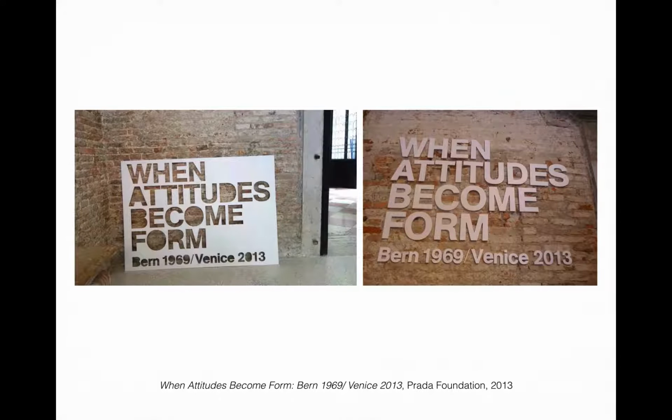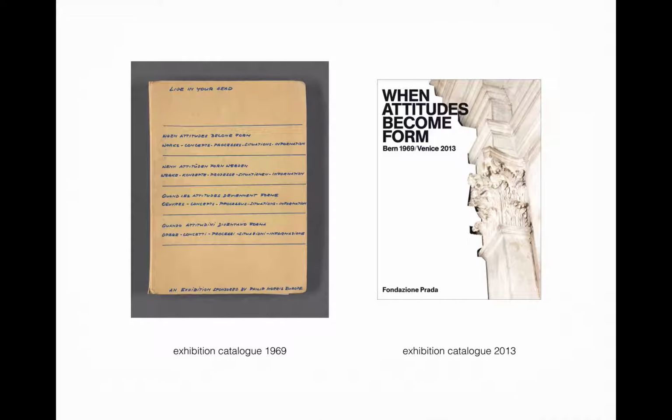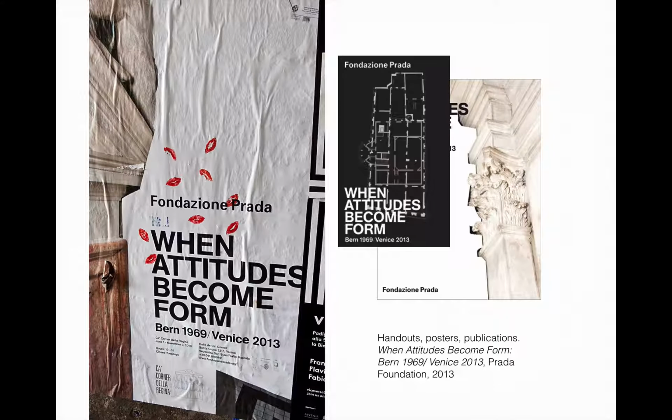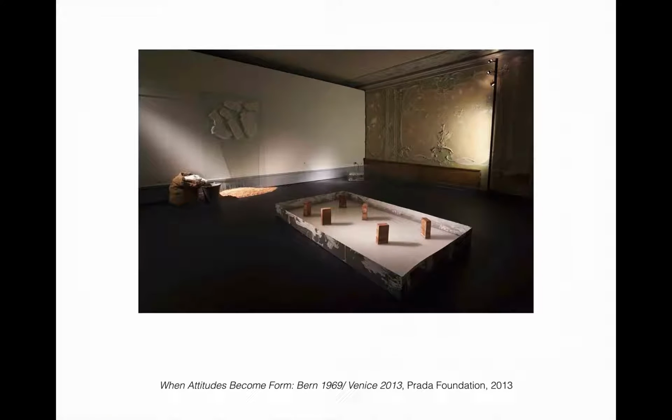Then, of course, the exhibition catalog itself also forms part of the display of an exhibition, as well as other published materials such as flyers and posters, and not to forget the lighting and color design of the walls, which create atmosphere but also meaning.